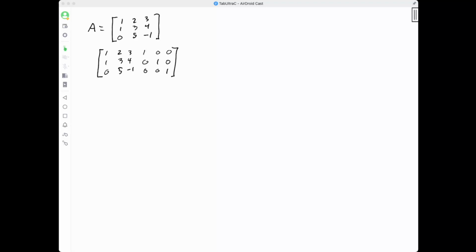Now we just find the reduced row echelon form. To do that, we're going to replace row 2 with row 2 plus negative 1 times row 1, which is giving me 1, 2, 3, 1, 0, 0, 0, 1, 1, negative 1, 1, 0, 0, 5, negative 1, 0, 0, 1.